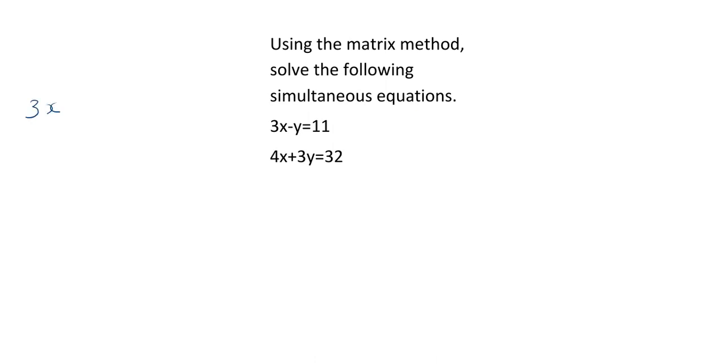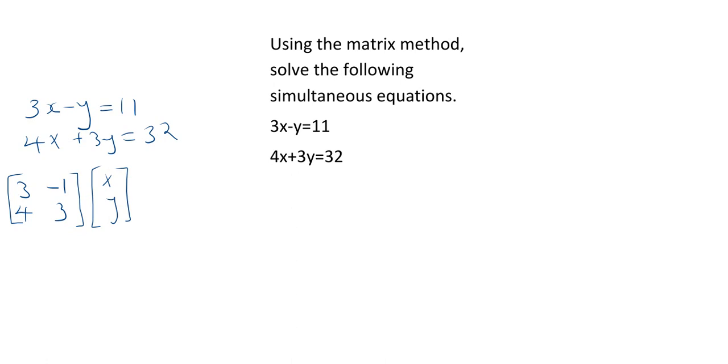So our equations are 3x minus y is 11, 4x plus 3y is equal to 32. We have to extract our matrices from the two equations. We shall have 3, -1, 4, 3. Then we follow this by xy, and this should give us 11, 32 in that format.